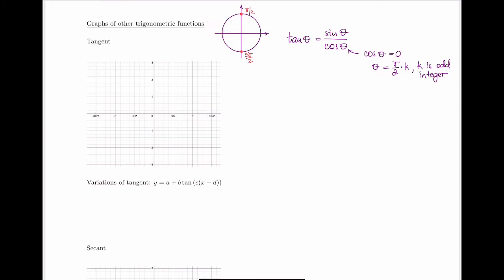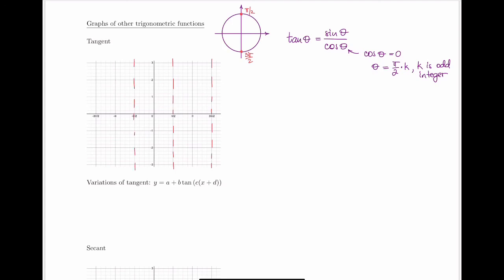Okay, so with this in mind, that means that at those points, I'm going to have the function be undefined, which will be represented by vertical asymptotes. So at pi by 2, I'm going to have a vertical asymptote for the tangent, at 3 pi by 2, and at every other pi by 2.